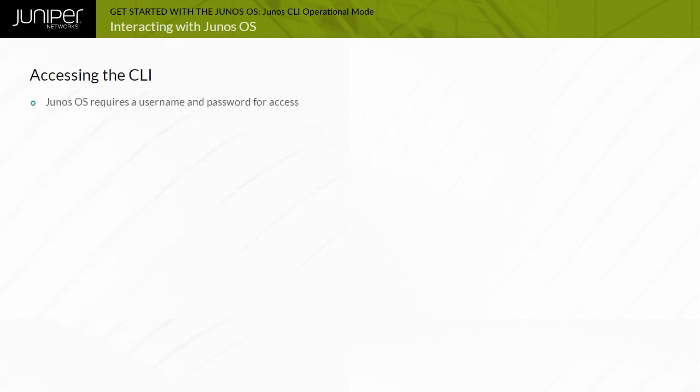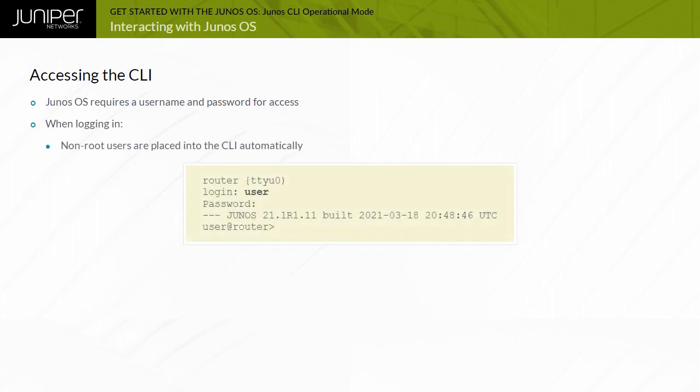Junos OS requires a username and password for access. The administrator creates user accounts and assigns permissions. All platforms running Junos OS have only the root user configured by default. All non-root users are placed into the CLI automatically.